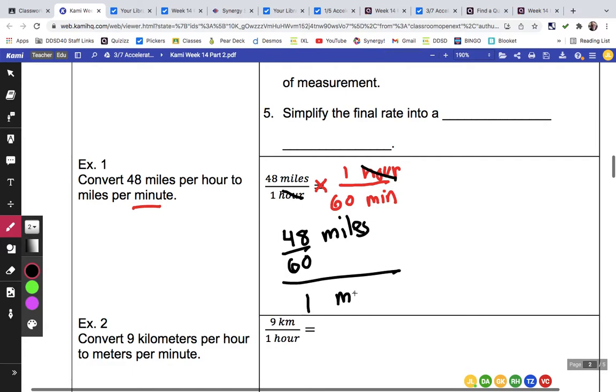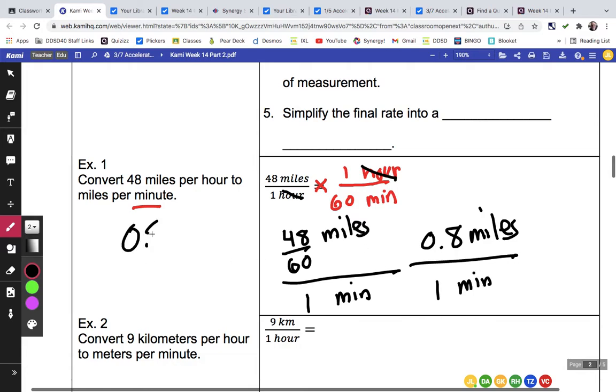1 minute. So if you do 48 divided by 60, you're going to get 0.8. So that's 0.8 miles in 1 minute. Or 0.8 miles per minute.